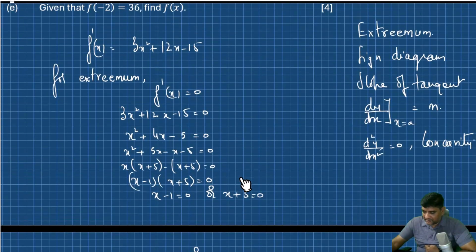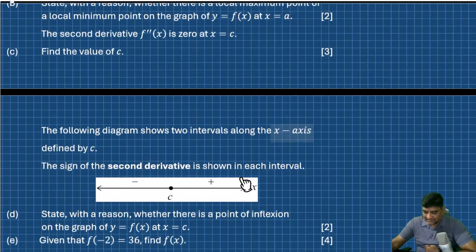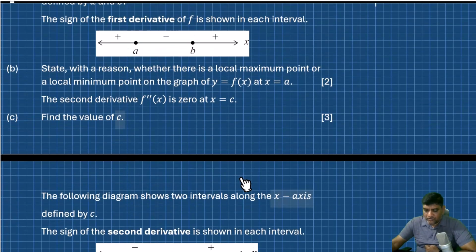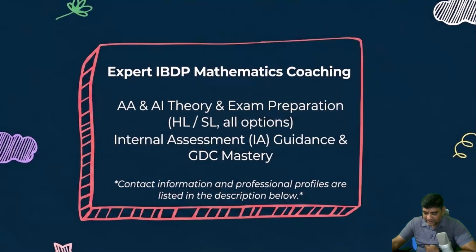I hope you understood and learned something about concavity through this question. Though the idea of concavity which I explained was not necessary for this question, it's just added information. I thought I would share it with you because you're going to encounter this in multiple questions.